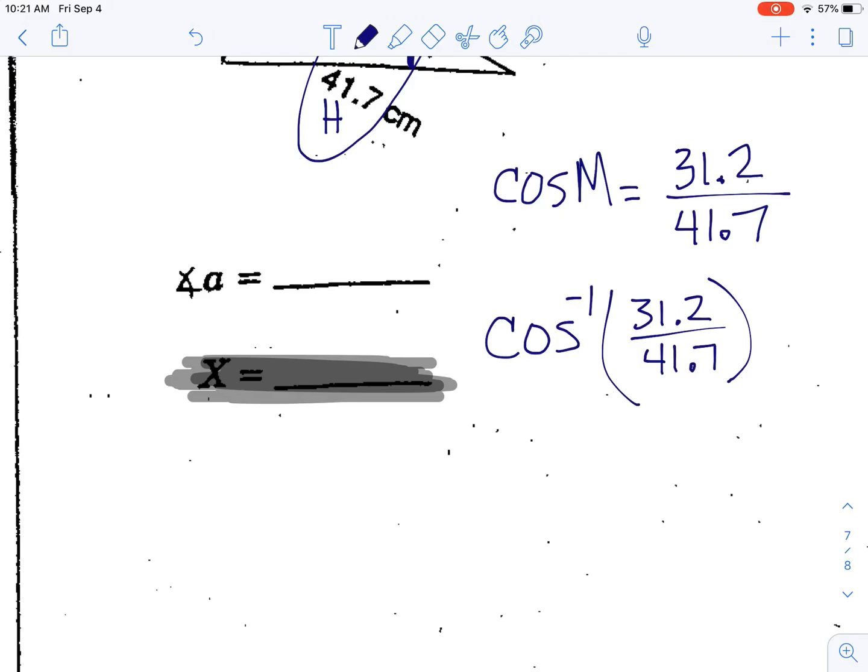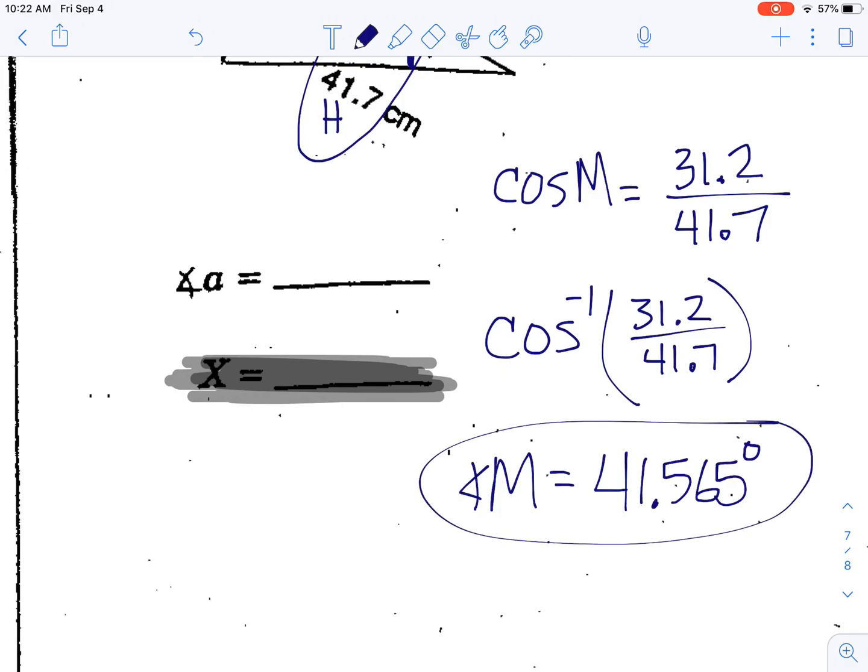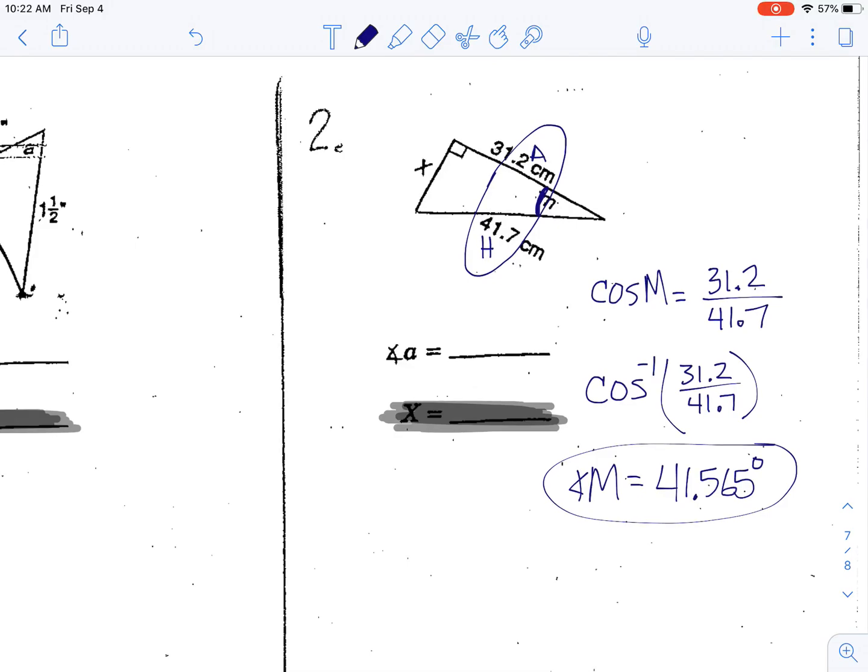What the inverse cosine does is it works the trig function backwards. So it will tell us the angle, and the angle is 41.565, and this is degrees. Notice I've been doing everything in 3 decimal places. That's the standard that I want you to stick with. All right?